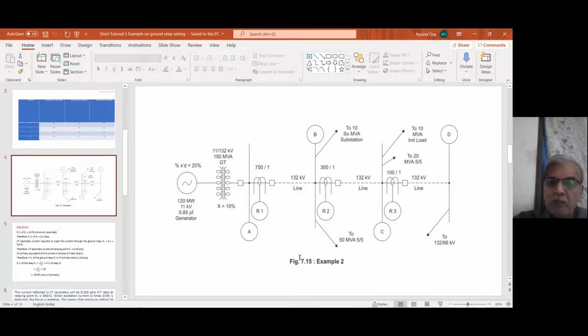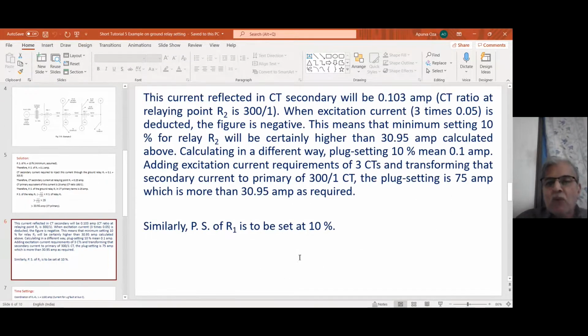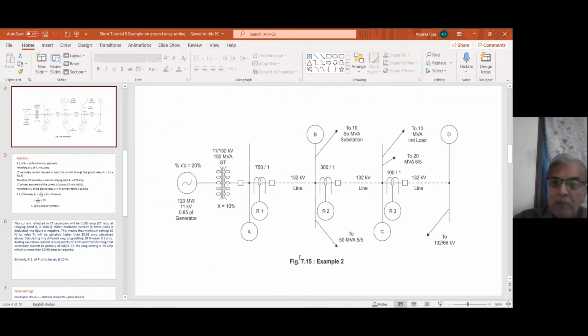30.95 in primary terms for R2. Take it to secondary of 300 bar 1 CT. That 300 bar 1, 30.95 becomes 0.103 ampere in CT secondary terms. Now 0.103 ampere is the current passing through secondary of R2. But through relay R2 it does not pass. Through relay R2 I have to deduct that excitation current requirement.